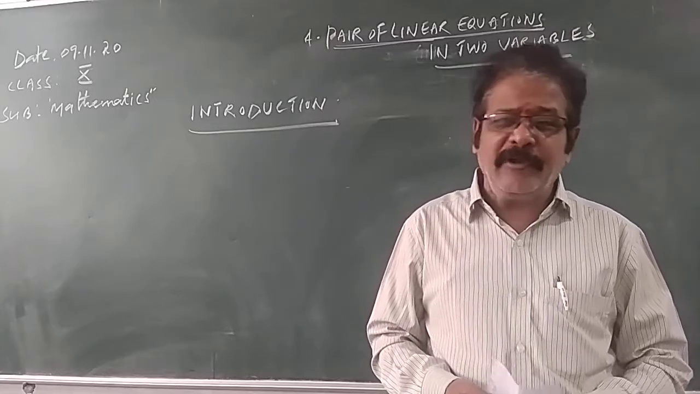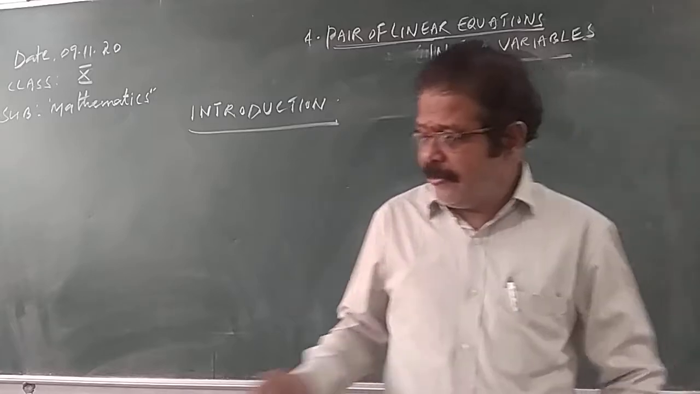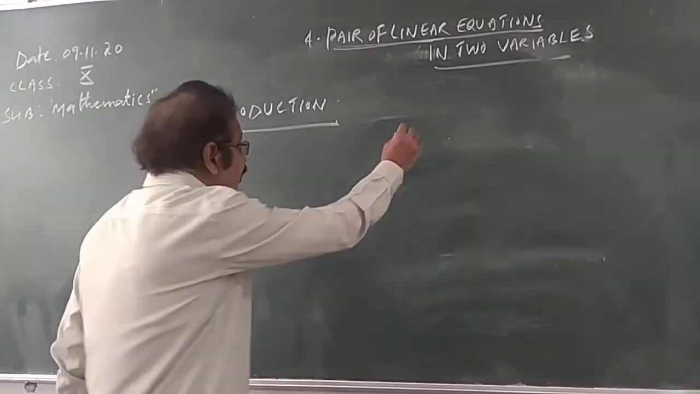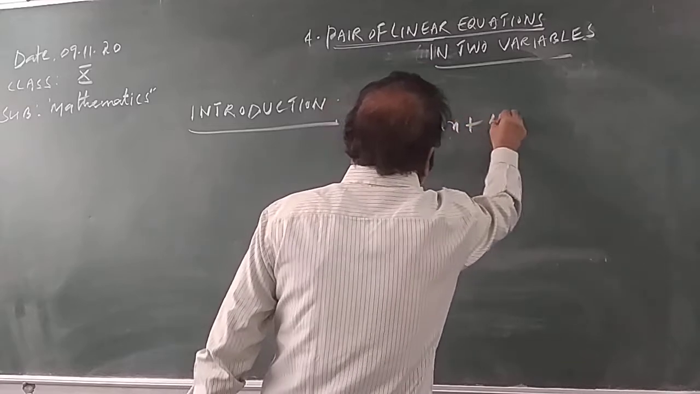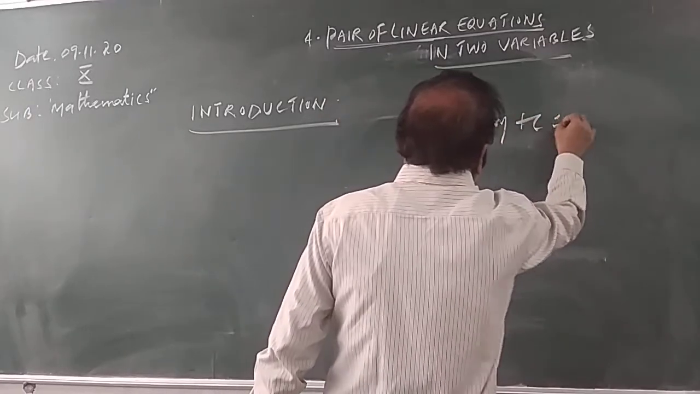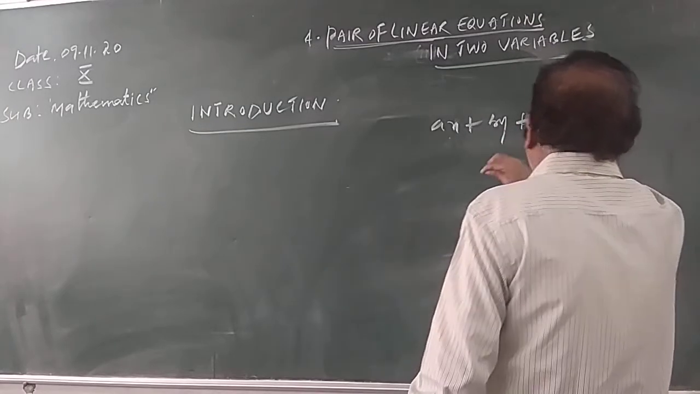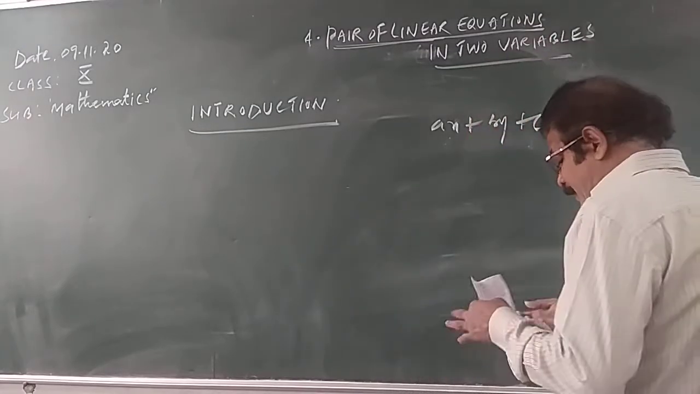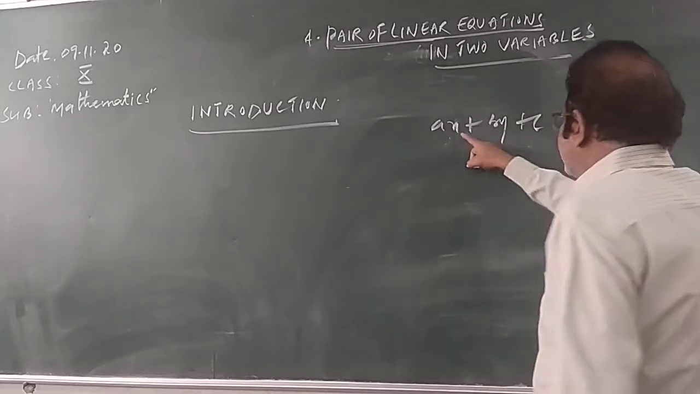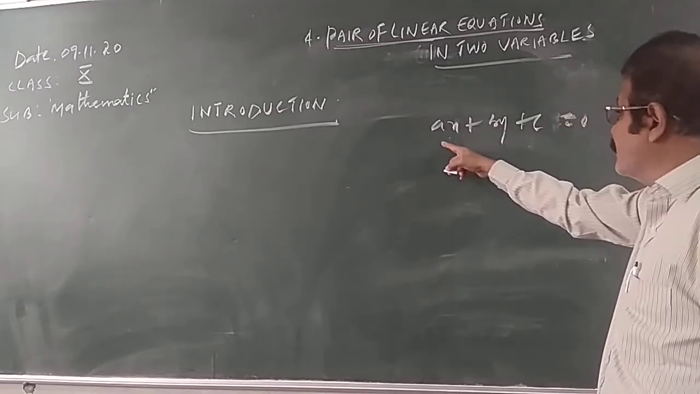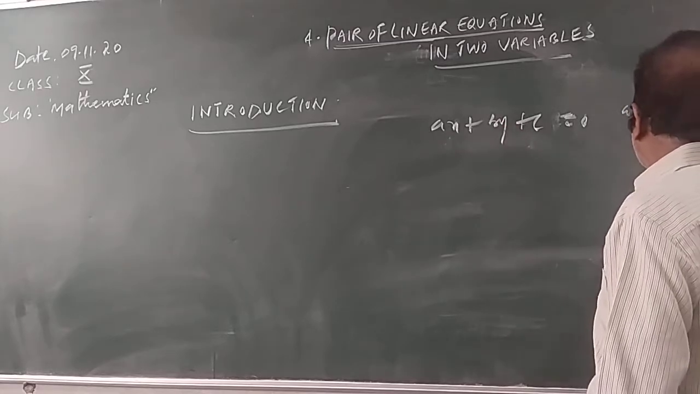What is the general form of a linear equation in two variables? ax plus by plus c equal to 0. Here x and y are the variables, the x coefficient is a, and the y coefficient is b. A is not equal to 0 and b is not equal to 0.